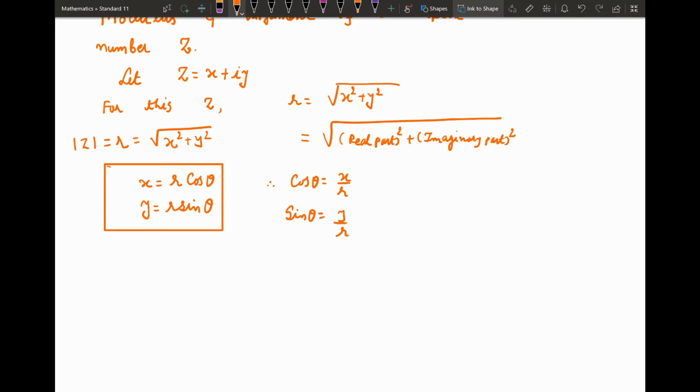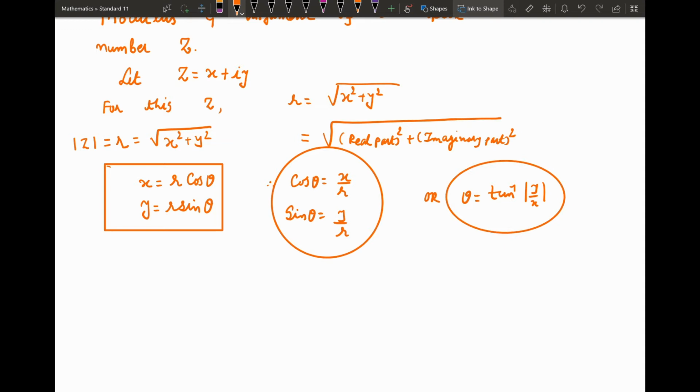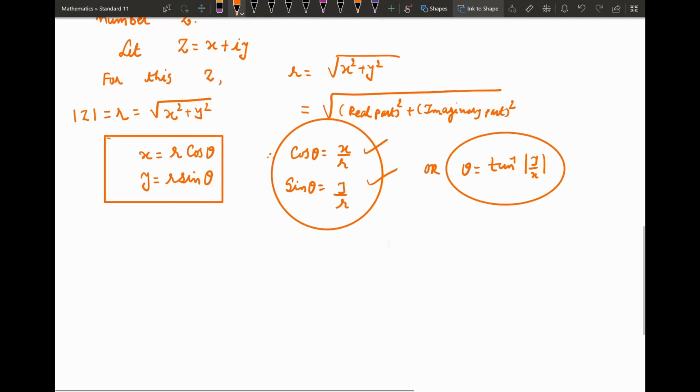Solve this equation for theta. Theta is also obtained by tan inverse of mod y by x, but we will not consider this one because at present we have no idea about inverse. So we always solve these two equations for theta.